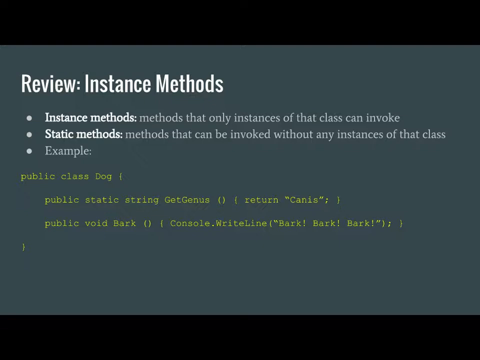Question? Could you use the getGenus method with an instance or an object? No, you just use the class. Dog.getGenus, and it will return Canis, because it's not associated with any specific instance of Dog.